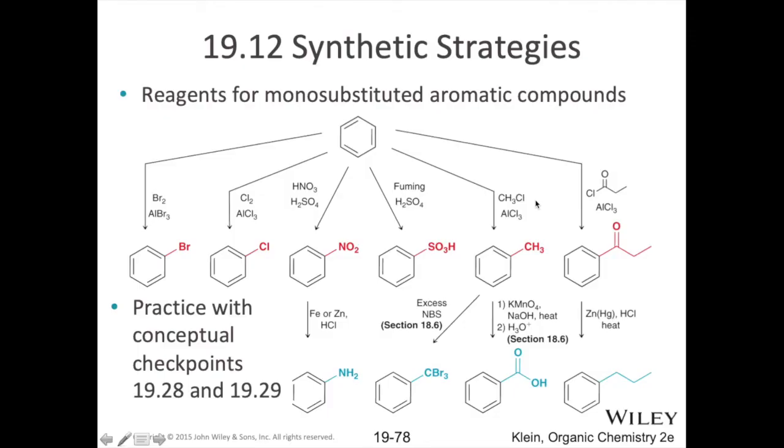And then, of course, if you think back to the last chapter, once you have an alkyl group in place, that benzylic carbon is pretty reactive, and we can do radical reactions at that location. We can use bromine or NBS to brominate that location, or we can use an oxidizing agent like potassium permanganate or sodium dichromate to convert that into a carboxylic acid.